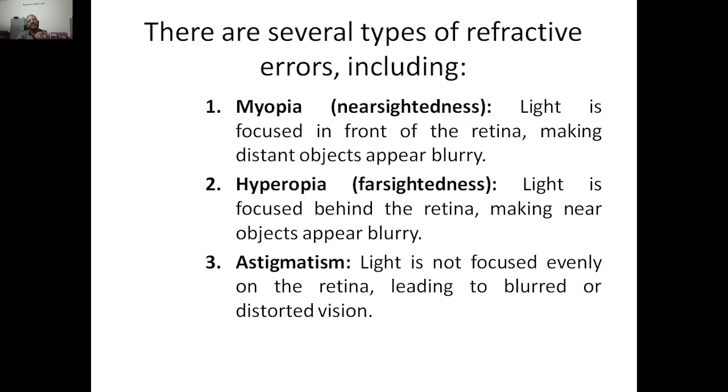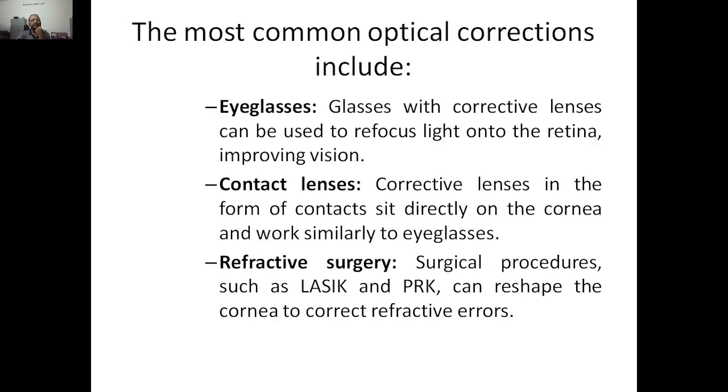So these are the 3 different types of refractive errors, where we can see the near-sighted one, the far-sighted one, and the astigmatism. The most common optical corrections include... so what are optical corrections? We are using devices or techniques to improve or correct the particular vision issues caused by refractive errors. So now, what are the techniques or devices we can use here?